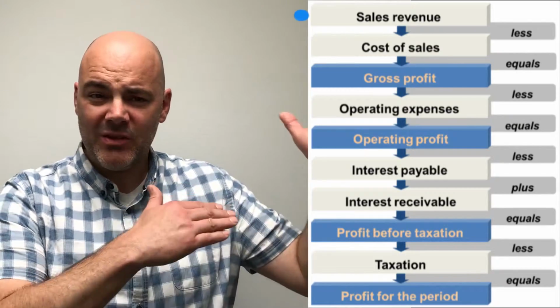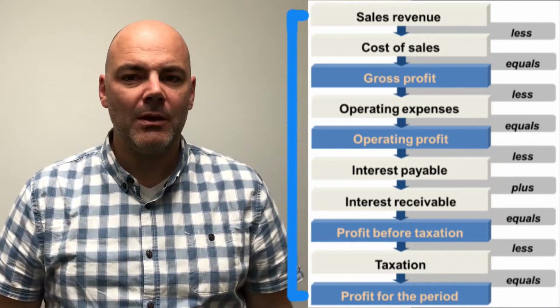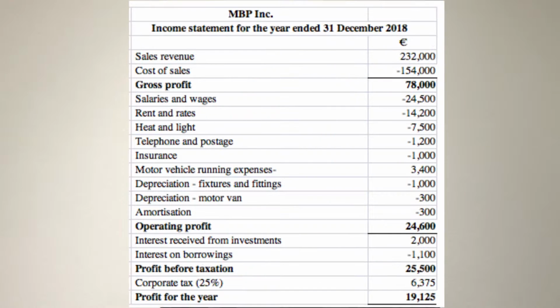And together, we will explore how to interpret an income statement from the sales revenue down to the profit for the year made by a company. In this tutorial, we'll be using our latest income statement from our company MBP Limited.